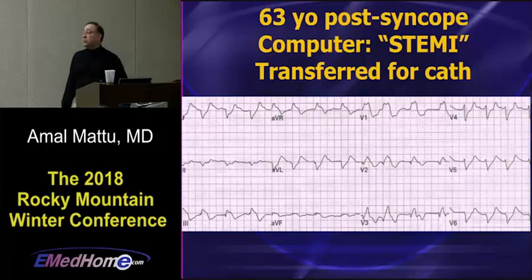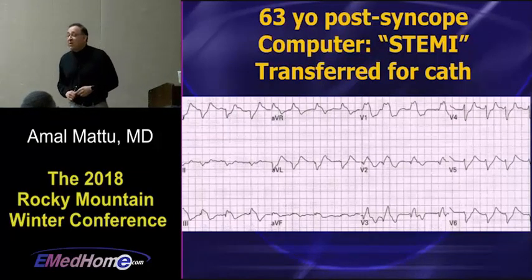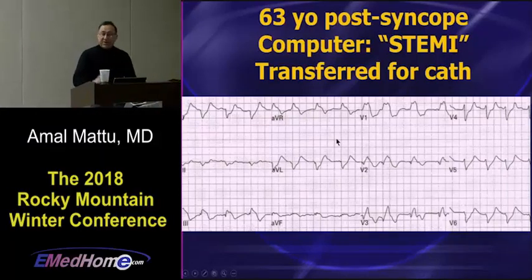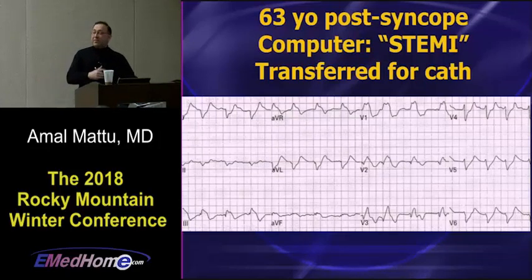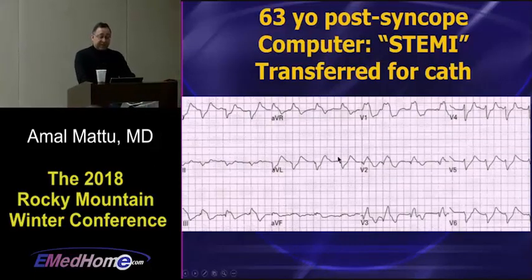Here's another one. This patient was transferred from a community hospital to University of Maryland, to the cath lab, for what was thought to be a STEMI. It was thought to be an anterior STEMI because the computer called it an anterior wall STEMI, and the physician transferred the patient over with the diagnosis of anterior wall STEMI. The patient went to the cath lab. Cardiology took a look at the 12-lead EKG: ST elevation in V1, V2, aVR, rightward axis.